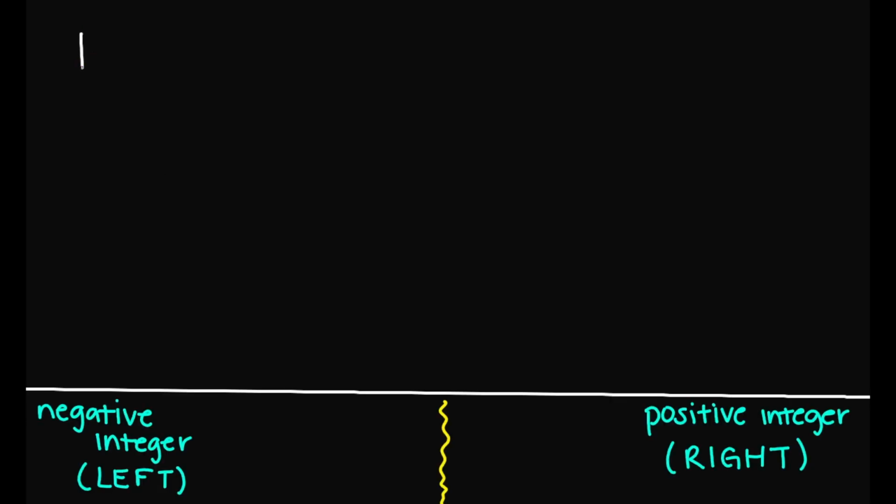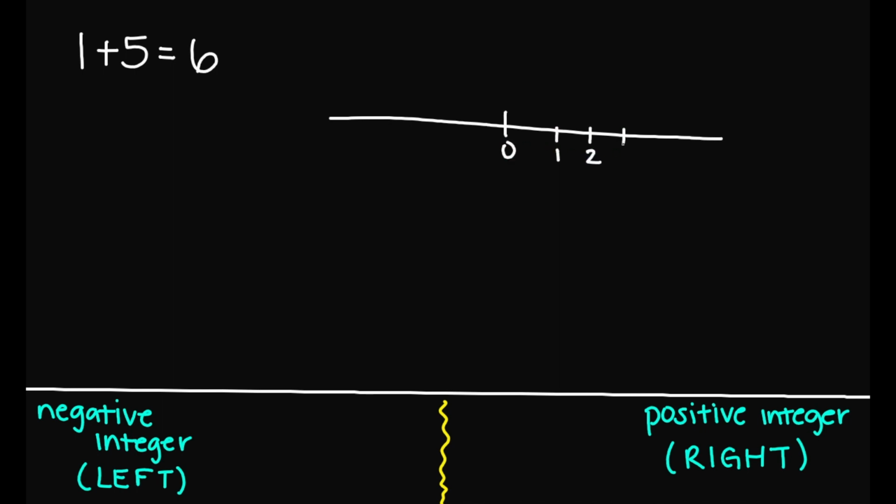So let's look at our first example. Let's say we had 1 plus 5. We know 1 plus 5 is going to equal 6. However, let's look at our number line. This is my 0. My positive integers are here on the right side, and then you're going to have your negative integers on the left side. So this is 7. And we'll do -1, -2, -3, -4, and we'll just stop here for now.